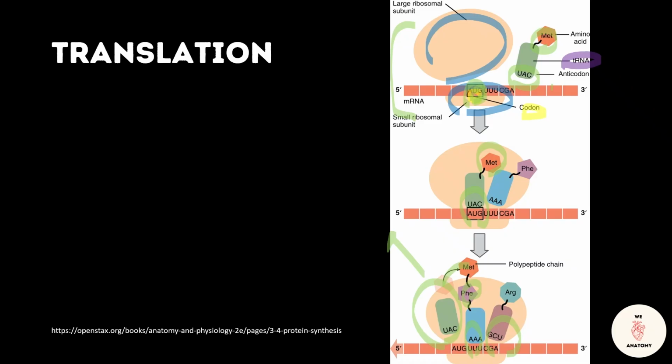Termination occurs when the final codon of the messenger RNA strand is reached. This is called the stop codon, and it signals that translation is complete and triggers the release of the newly synthesized protein.